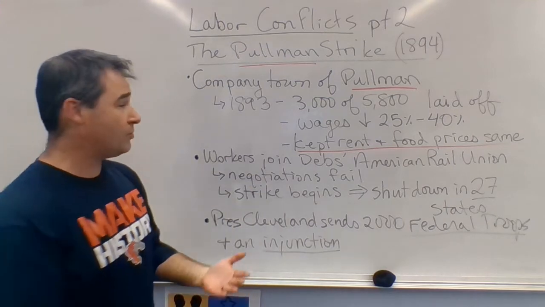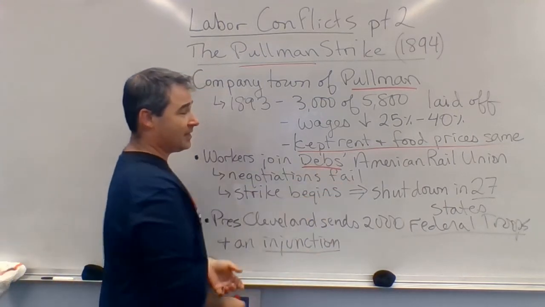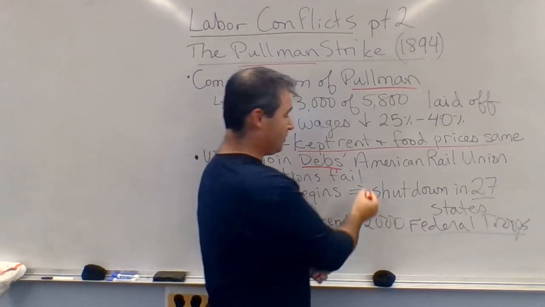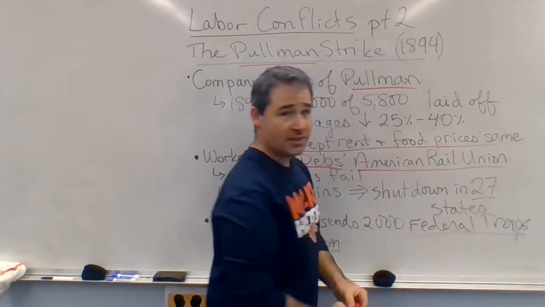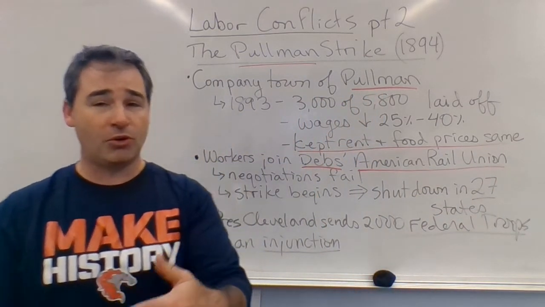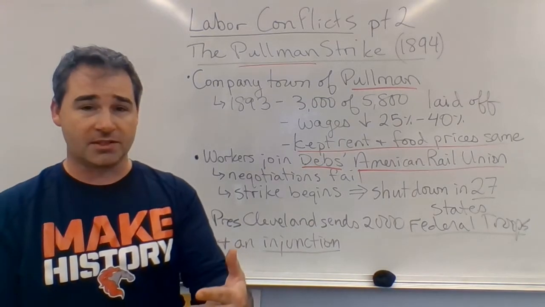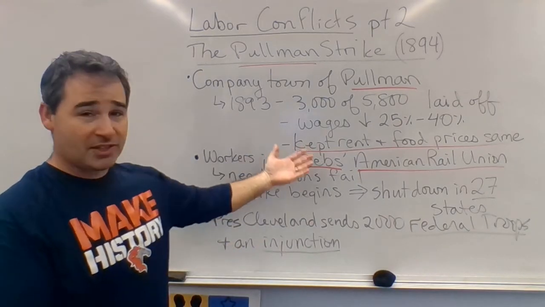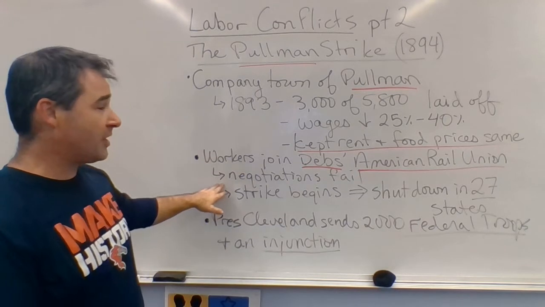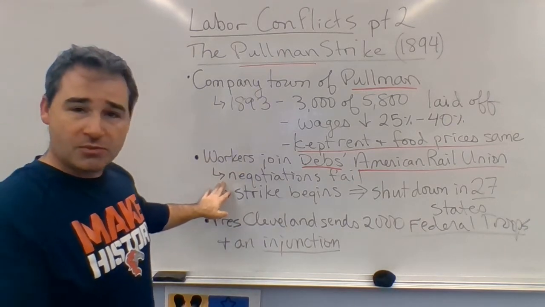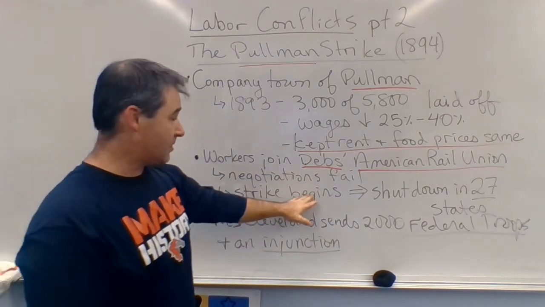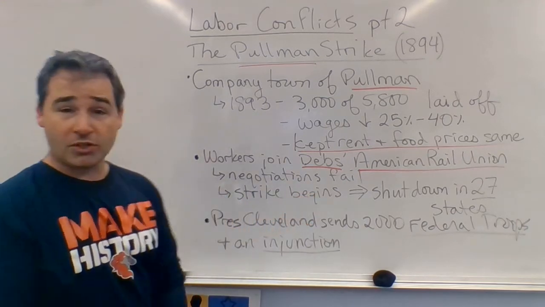They look to Eugene V. Debs and his new American Railway Union for help. These are railway workers. In the town of Pullman, they made Pullman cars. The railroad workers, after they join, Eugene Debs comes in and tries to negotiate some sort of an arrangement, and it fails. And because it fails, the workers go on strike.